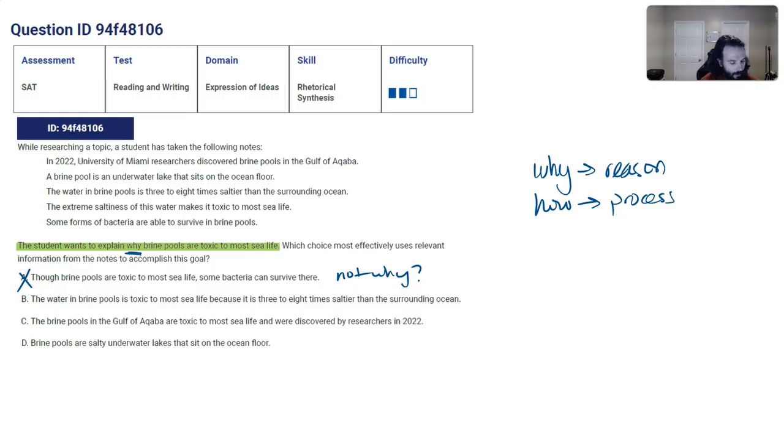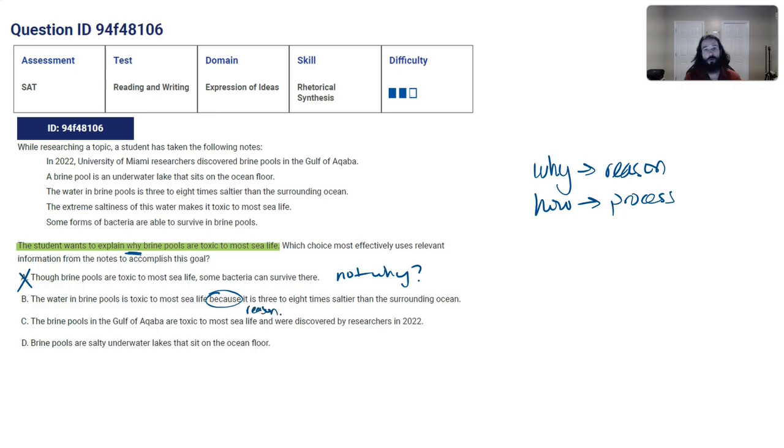B, the water in brine pools is toxic to most sea life because it is 3 to 8 times saltier than the surrounding ocean. That word because should be ringing a bell here. Typically, when we answer the question why, we answer it with a because, cause and effect, if you will. So this definitely gives us a reason.